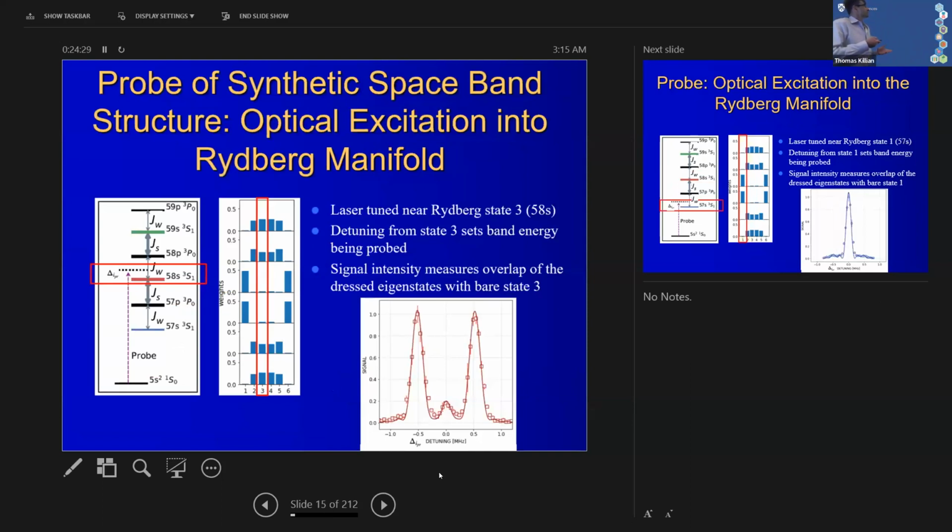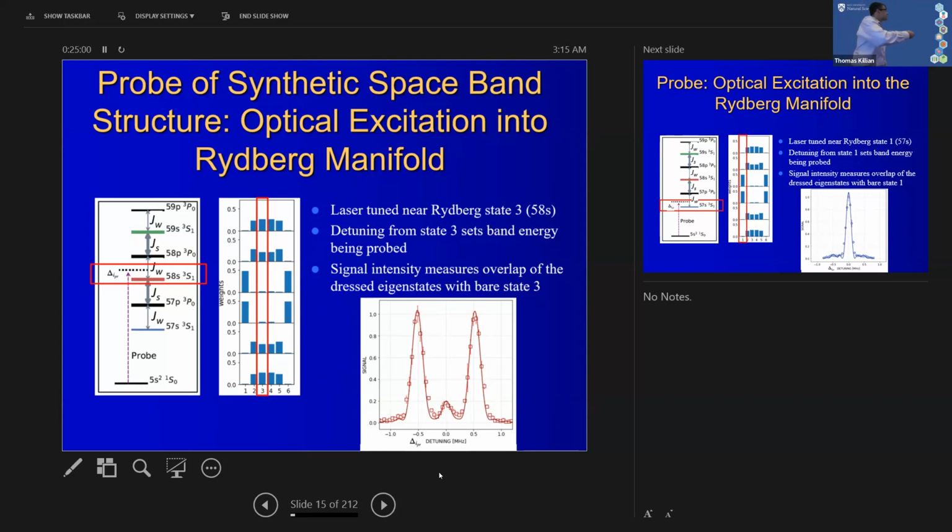Okay, so let's talk a little bit more about this probe. This is the experiment where we look at the band structure. We have the millimeter waves on, the lattice is created, and then we essentially inject the particle into this coupled 6-level manifold. It took me a while to wrap my head around exactly what we're doing, because I can have the Rydberg excitation laser tuned near any of these 6 states, and then I can tune around one of these states and see what happens.